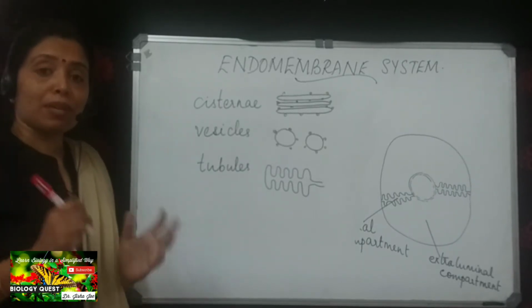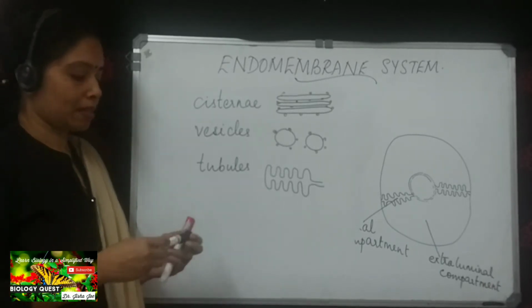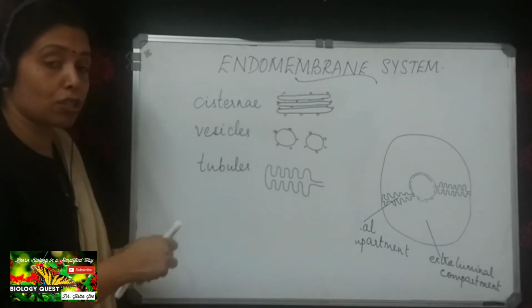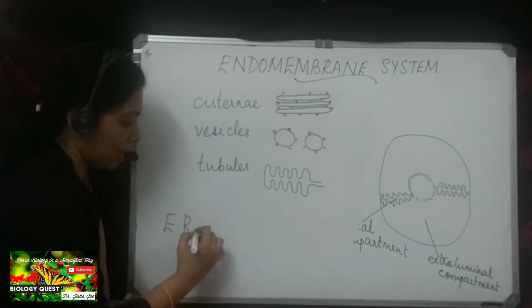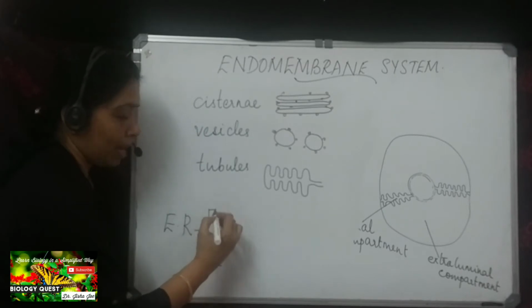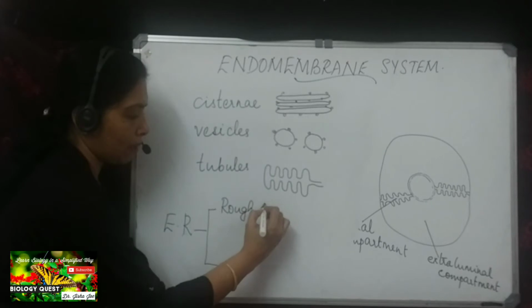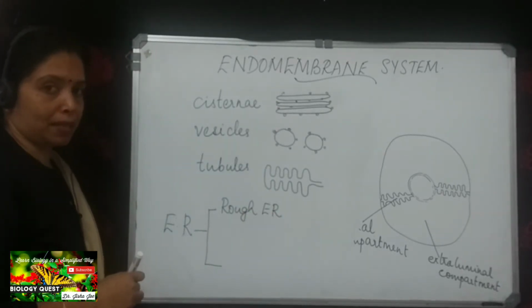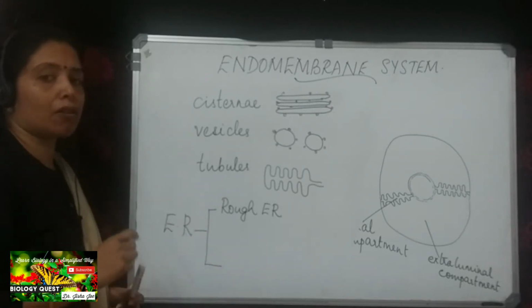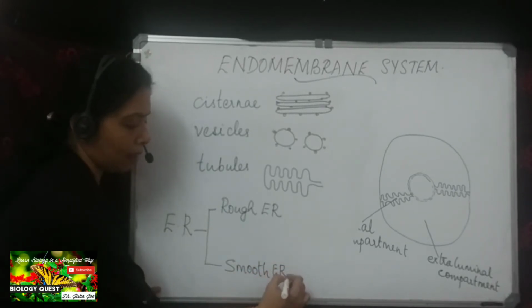And based on the presence or absence of ribosomes, endoplasmic reticulum is classified into two types. Okay, based on the presence or absence of the ribosomes. So if ribosomes are present, they are called the rough endoplasmic reticulum. Rough endoplasmic reticulum, ribosomes are present. Such type of ER is called rough ER. If ribosomes are absent, then they are called the smooth endoplasmic reticulum.